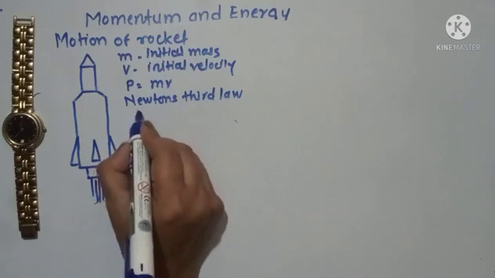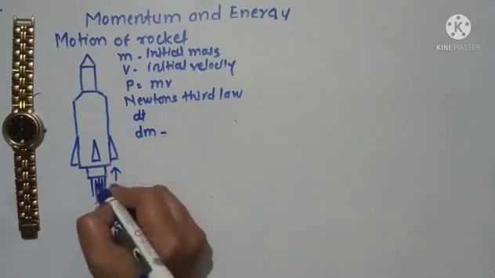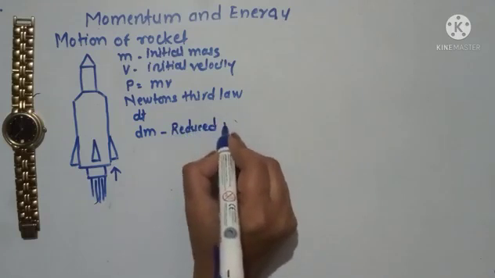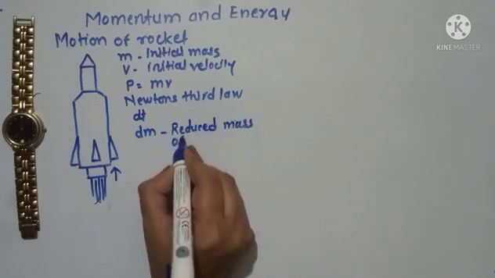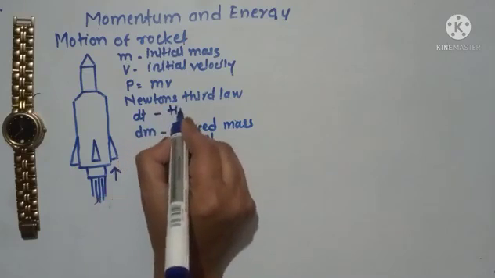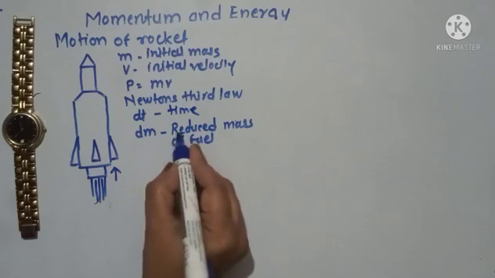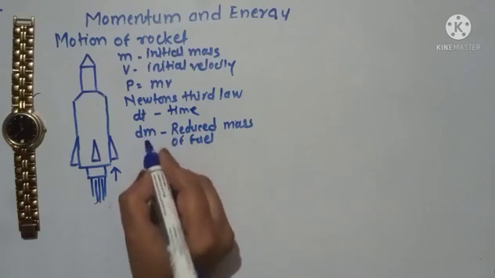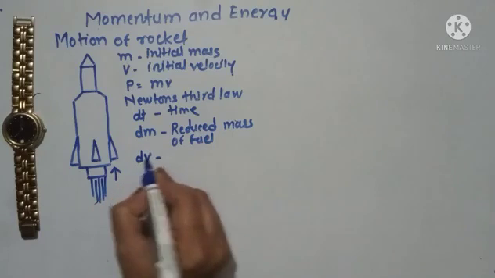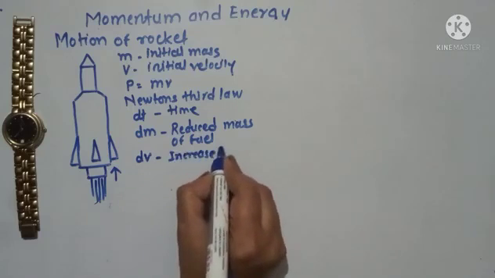Now suppose in time dt, dm is the mass of fuel reduced. So dm is the reduced mass of the fuel, and dt is the time required to reduce this mass. And suppose due to the reduction of this mass dm, the velocity will increase by the amount dv. So this is the increase in velocity.